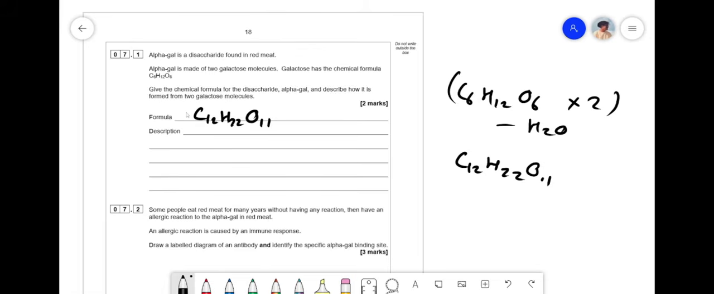So as with always, write down how it's made and what bond is made. So this is a condensation reaction forming a glycosidic bond.